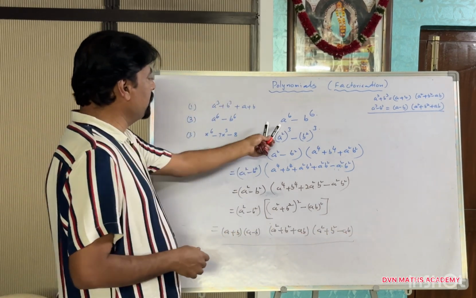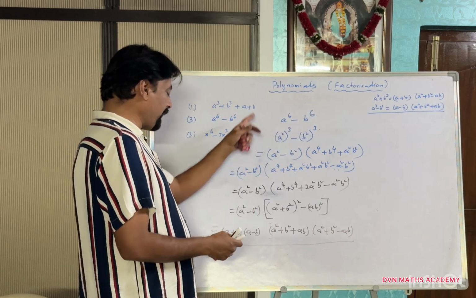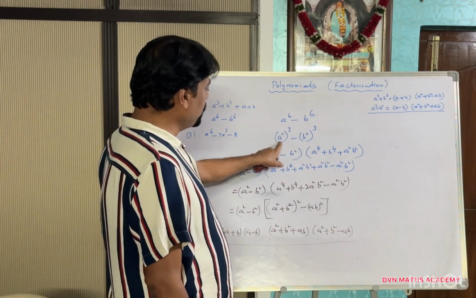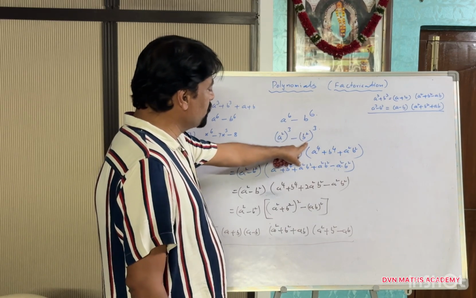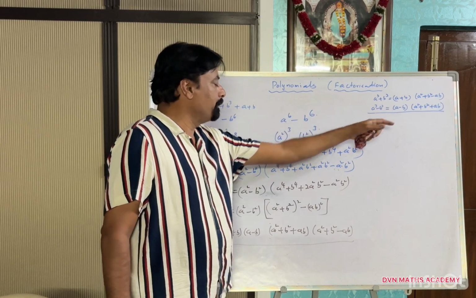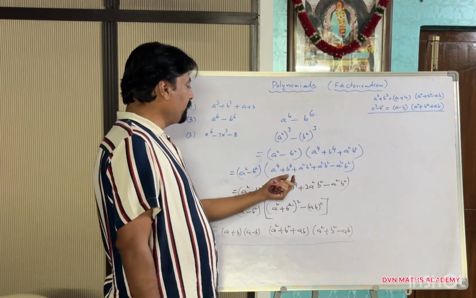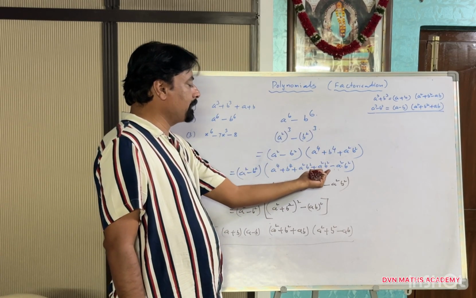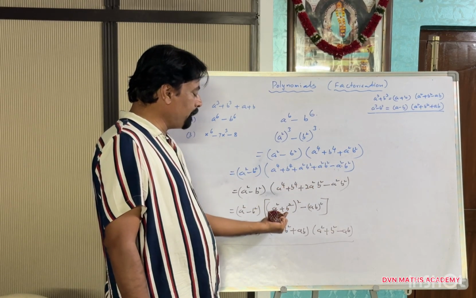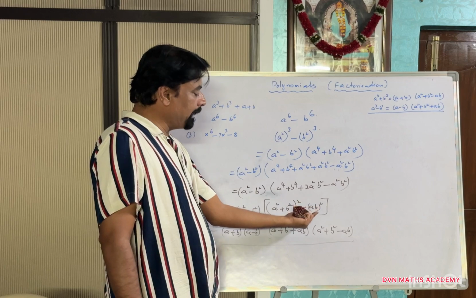So a to the power of 6 minus b to the power of 6, if you factorize, you will get four factors. I wrote the given question in the form of a cube minus b cube. Afterwards, I expanded it using the formula for a cube minus b cube. Then I added one a square b square and subtracted another a square b square. Then it becomes a square plus b square whole square minus ab whole square.